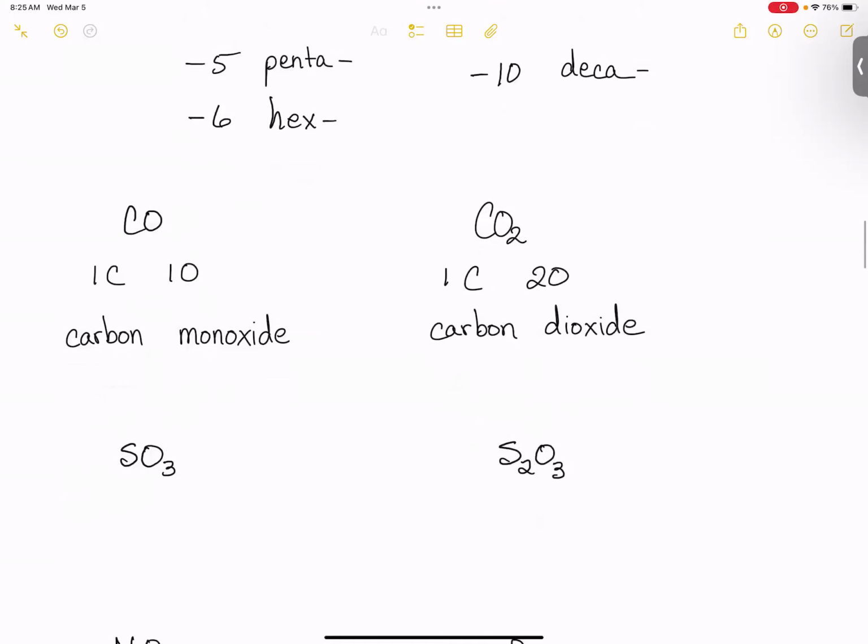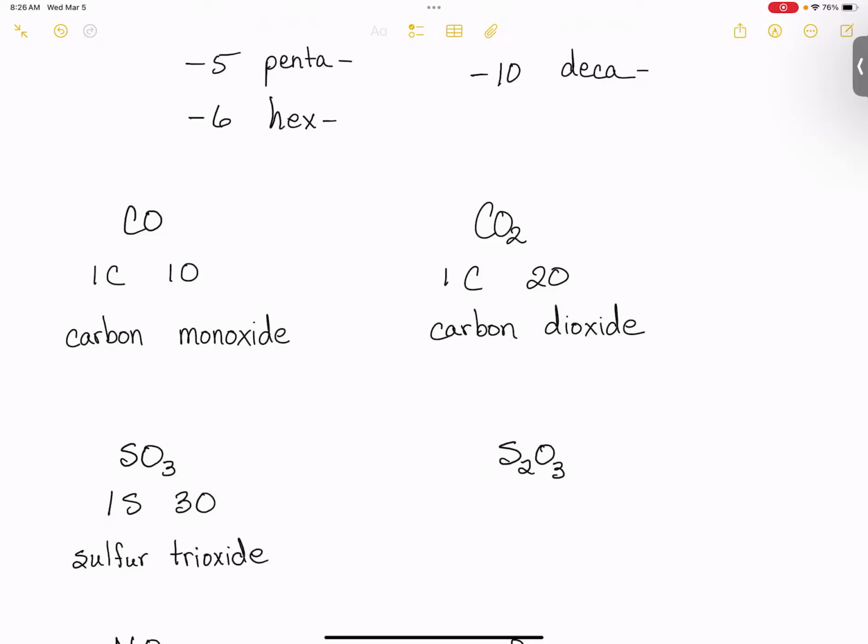Let's look at another set of examples. Let's look at SO3 and S2O3. We have 1 sulfur and 3 oxygens. The prefix for 1 is mono, which we don't use on the first element. So this is simply sulfur. The prefix for 3 is tri, so this is trioxide. So that is sulfur trioxide.